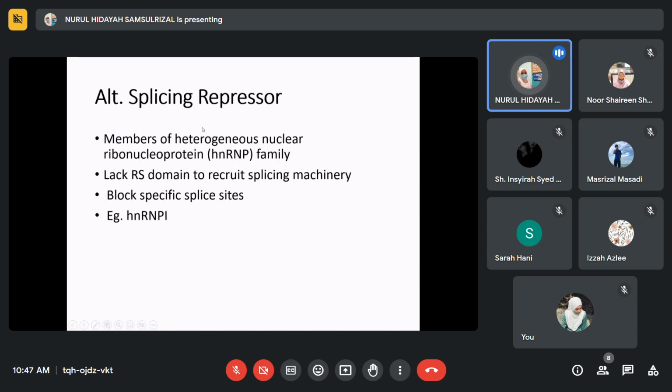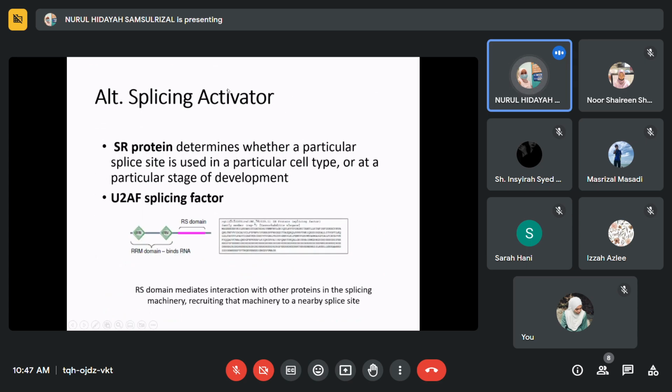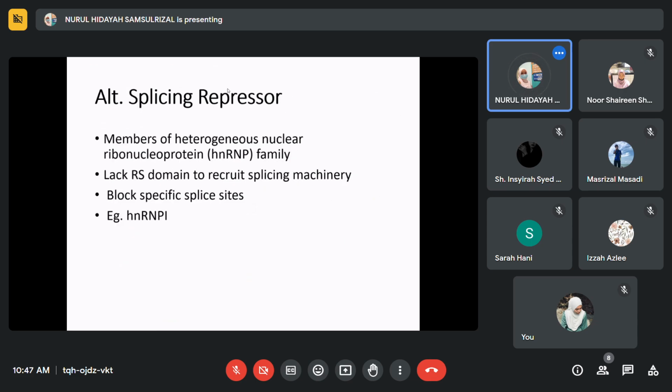And then heterogeneous nuclear ribonucleoprotein, okay, and then the lack of RS domain to recruit the repressor. So for the activator, you need to have this process, otherwise it won't work. So it must have SR proteins, it must have U2AF splicing factor. So for the repressor, if you lack RS domains, it will not happen. And then we block the specific splice sites, okay.